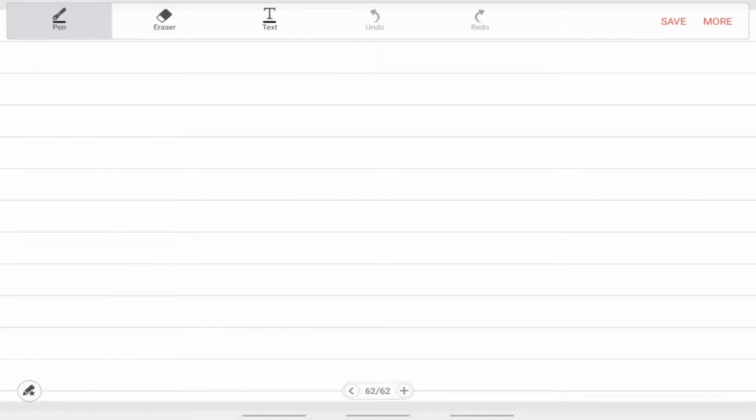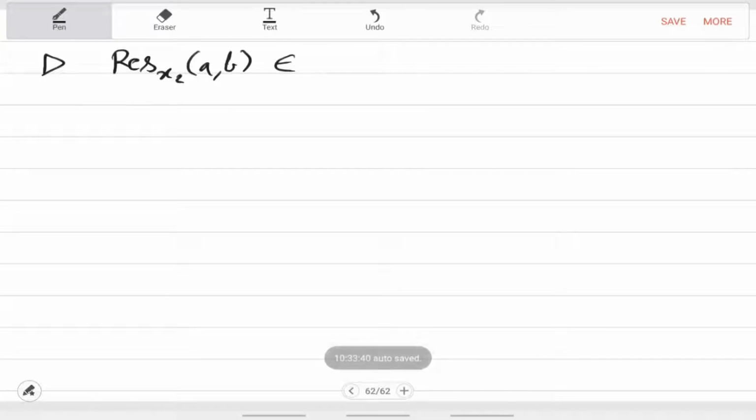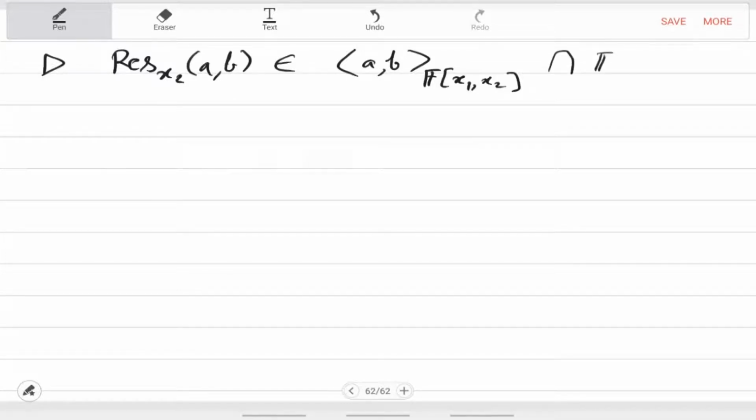So let's write it down in terms of the ideal. The resultant is in the ideal A comma B over the bivariate polynomial ring, and it is also univariate. So the resultant is a univariate in x1 and it is in the ideal. That's the property.